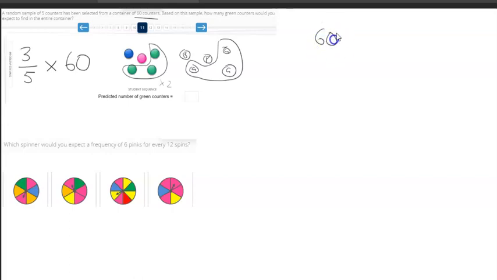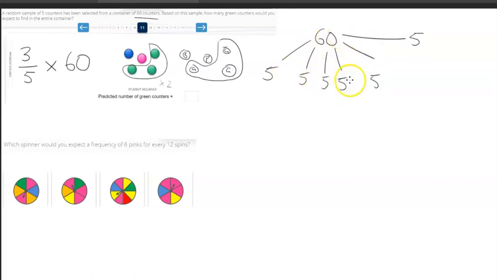Okay, let's have a bit of an intuitive feel to this. We're getting our 60 counters, all right, and the sample of this was 5. So we're going to split 5 counters, 5 counters, 5 counters, and we're going to keep doing this until we run out of counters. And all up, there should be 12, because how many 5s go into 60 is 12.